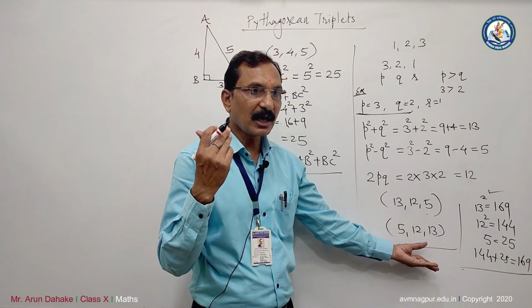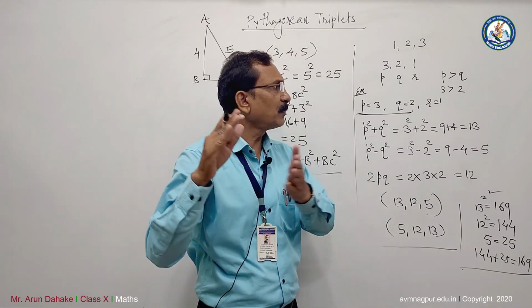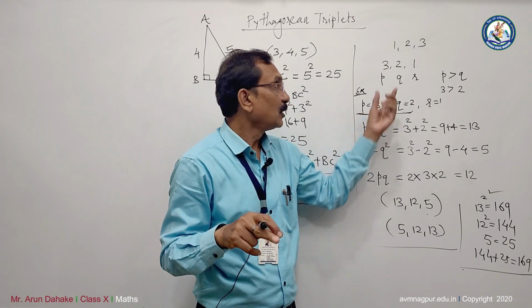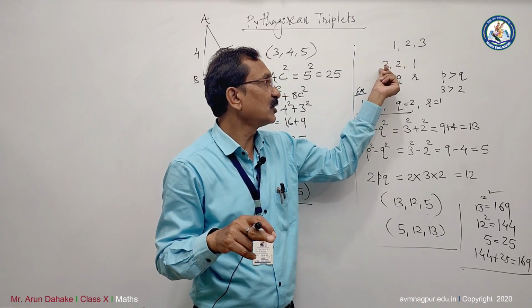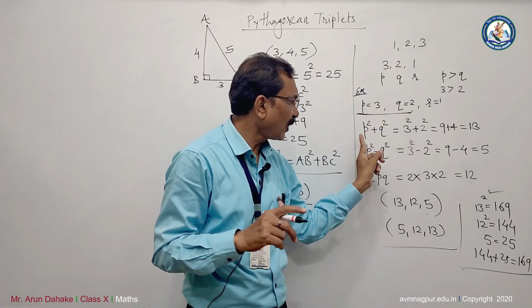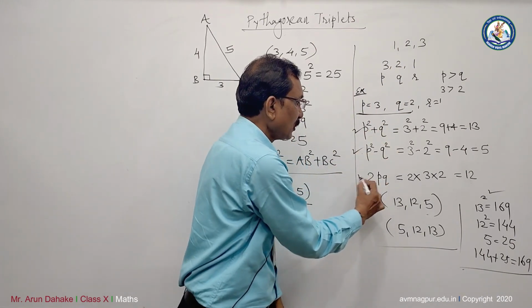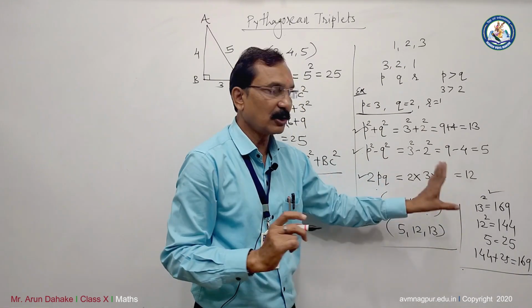So these are very simple tricks. You can find any Pythagorean triplets up to the biggest number. You choose any three positive integers, but write them down in descending order. The first should be greater than the second, and find these three: P square plus Q square, P square minus Q square, and 2PQ. You will get the Pythagorean triplets.